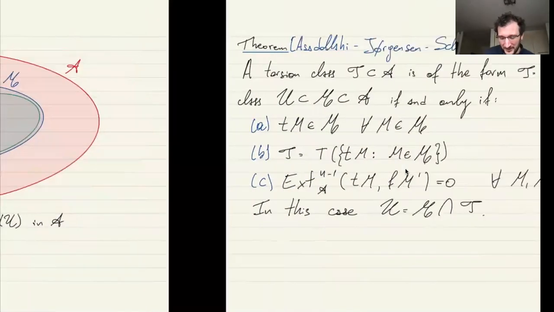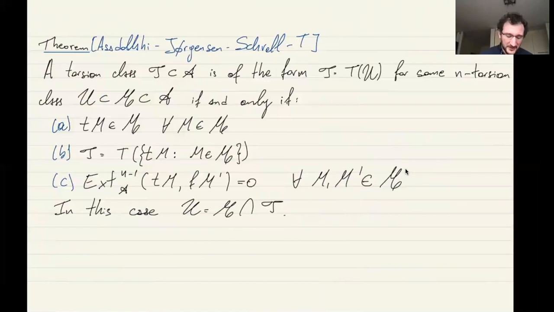And this is one of the main theorems of this work with Javad, Peter, and Sibylle. It tells you that a torsion class in an abelian category is the minimal torsion class containing an n-torsion class if and only if these three conditions hold. The first thing is that for every object in my n-cluster tilting subcategory, the torsion object should also be in the n-cluster tilting subcategory. That the torsion class is the minimal torsion class containing exactly all the torsion objects, right?